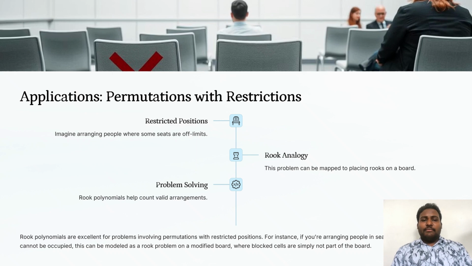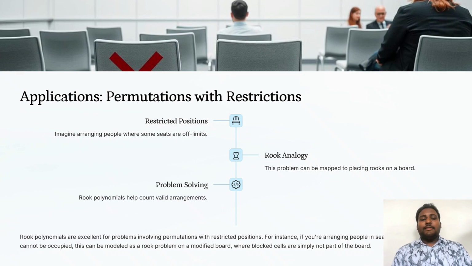Applications, where we can see this polynomial in permutations with restrictions. Restricted positions: imagine arranging some people where some seats are off limits. Rook analogy: this problem can be mapped to placing rooks on a board. Problem solving: the rook polynomial helps in counting valid arrangements.